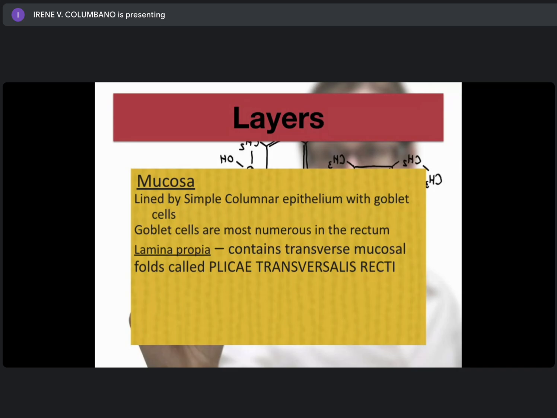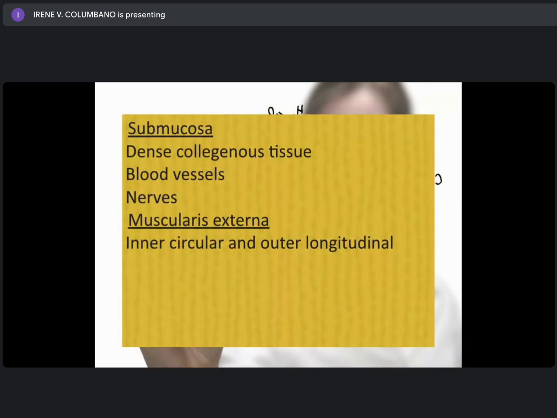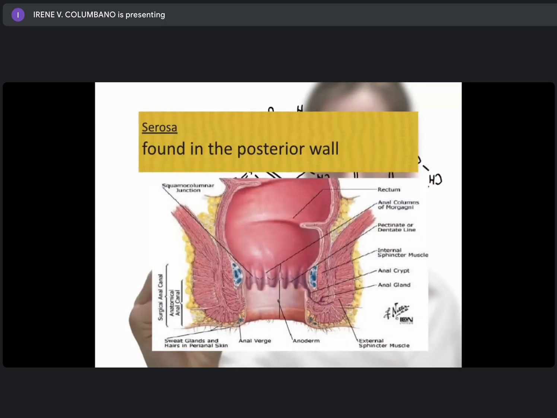Lamina propria contains transverse mucosa known as the plicae transversalis recti. Submucosa, same, dense collagenous tissue, blood vessels, and nerve. Outer longitudinal and inner circular muscularis externa. Found in the posterior wall ang serosa.